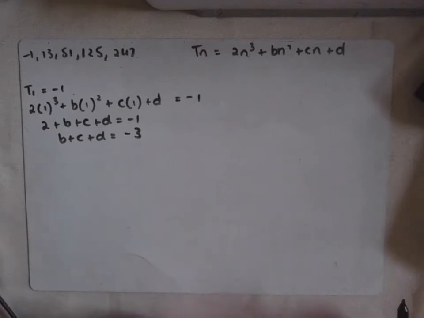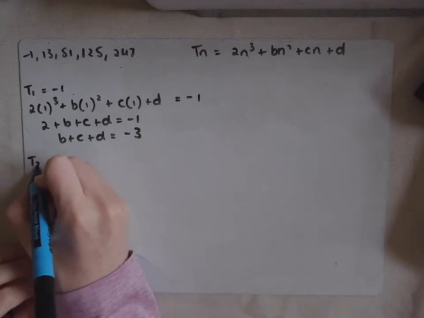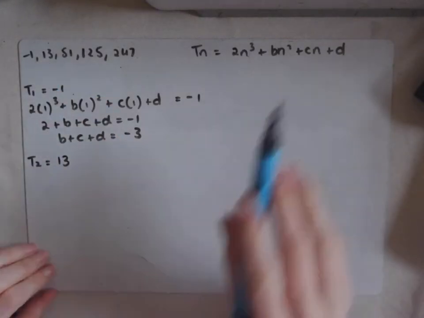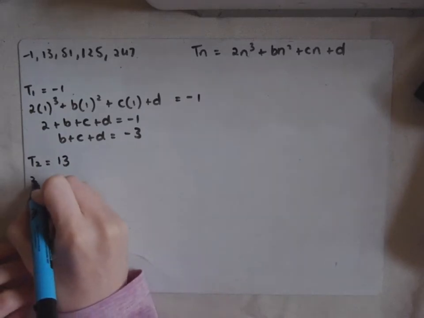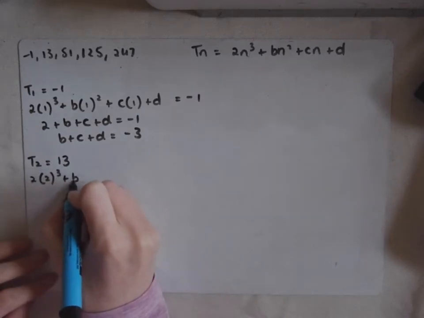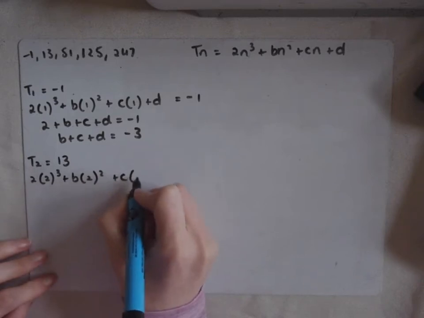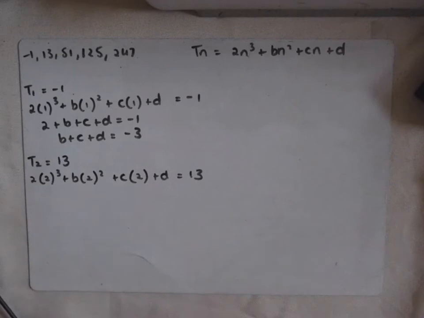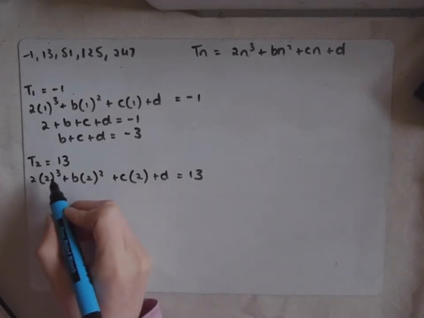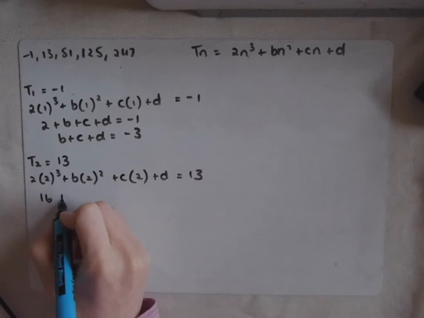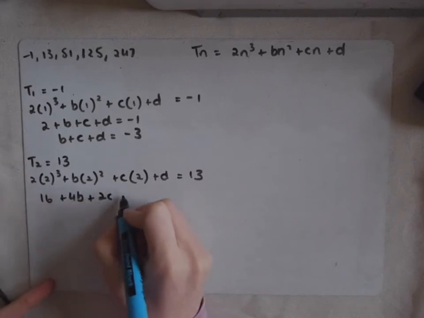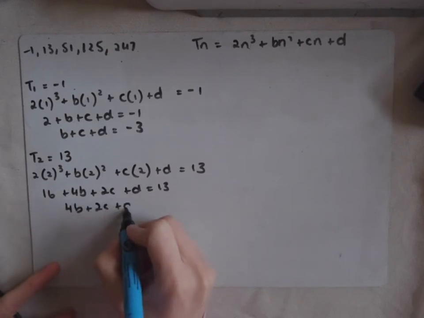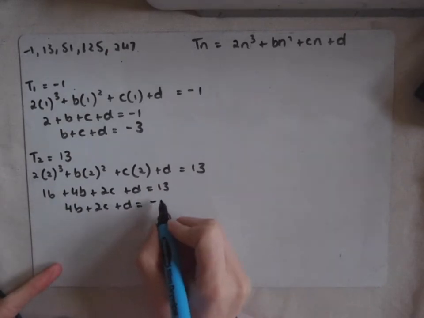Okay, so you're just filling in T1. Then you're going to do T2. So T2, my second term, is 13. So when I fill in n is 2, my answer should be 13. So do that. So 2 cubed is your 8, 8 twos is 16, plus 4b plus 2c plus d is 13. So 4b plus 2c plus d, 13 take 16 is minus 3.